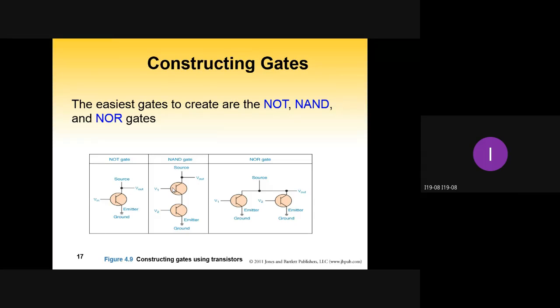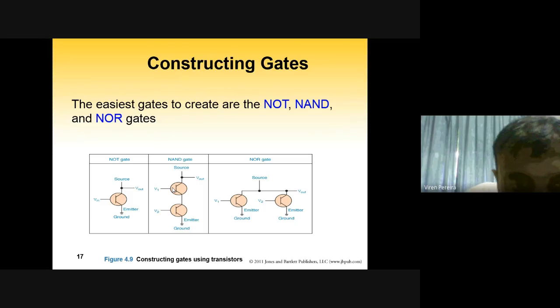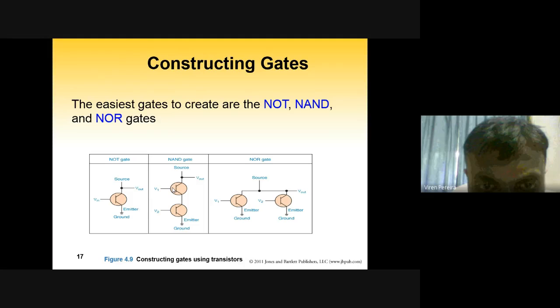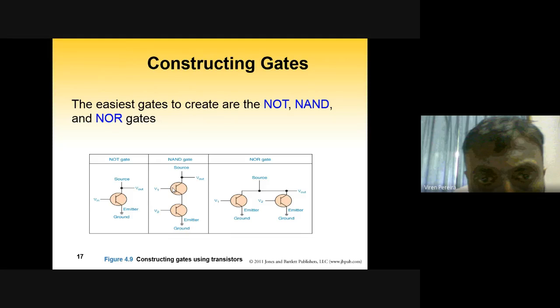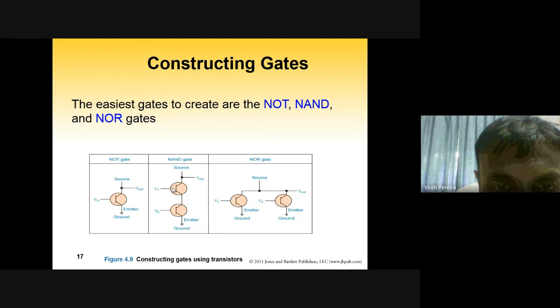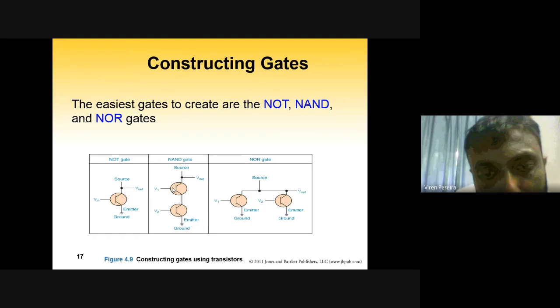So let's see if this configuration of NAND gate is working. I'm giving V1 0, I'm giving V2 also 0. Now if both are 0, what is the output? 1, obviously, because your V1 is 0. So obviously the source and emitter of transistor 1 have not shorted. They are open only. And V2 is also open circuited. So you are getting 5 volts at the out.